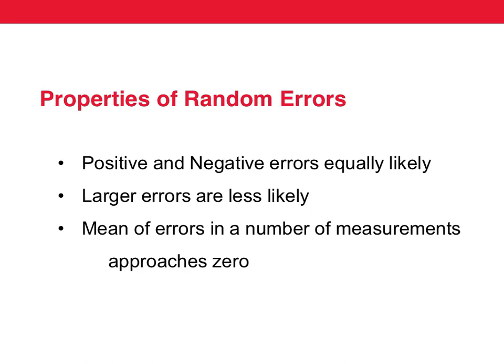And if we look at errors in a large number of measurements, we will see that the mean of these errors approaches zero. This is because there is no pattern to the error. It's just random, and you expect that the positive errors would cancel out the negative errors.